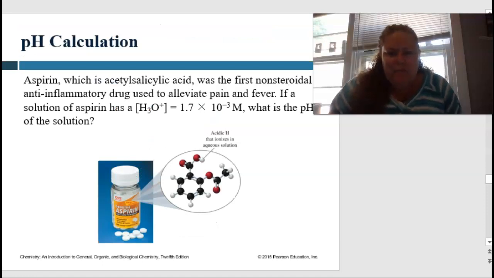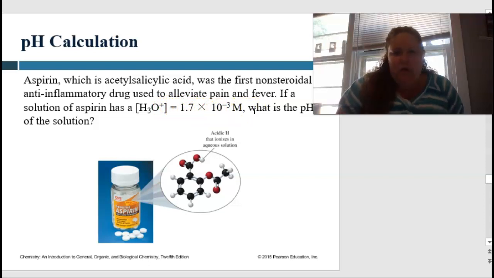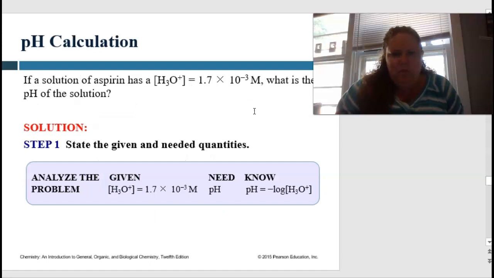So let's try this with aspirin. Aspirin, which is acetylsalicylic acid, was the first non-steroidal anti-inflammatory drug that was used to alleviate or reduce pain and fever. If a solution of aspirin has an H3O+ concentration of 1.7 times 10 to the minus 3 molar, what is the pH of the solution? Okay, so let's walk through this. Step 1, let's state what was given. We were given the H3O+ concentration. We need the pH, and we know that the formula is pH is the minus log of H3O+.